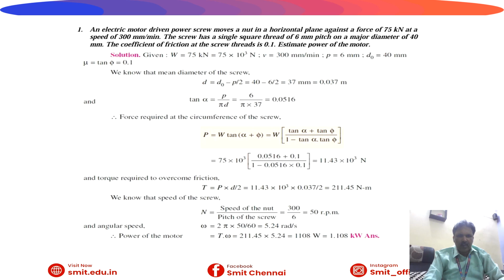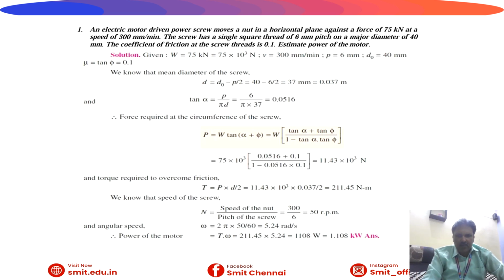So here starts one basic problem. An electric motor driven power screw moves a nut in a horizontal plane against a force of 75 kilonewton at a speed of 300 mm per minute. The screw has a single square thread of 6 mm pitch on a major diameter of 40 mm. The coefficient of friction at this screw thread is 0.1. Estimate the power of the motor. These are the given conditions. We have to take the given conditions first of all: W is given, V is given, P is given, D naught is given, that is the major diameter. Mu, the coefficient of friction, should be taken as 0.1, as given in the problem.